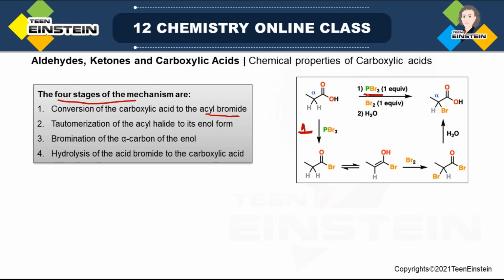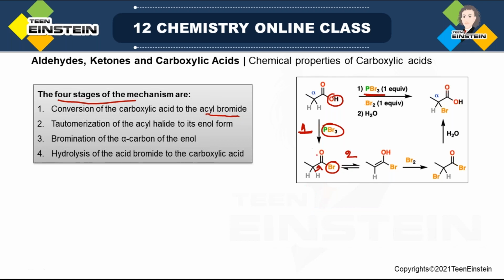Actually, if you use red phosphorus and bromine combination rather than taking PBr3, then also this will be produced in the medium. So ultimately it is same. Here in the first step, OH is simply replaced by Br and you are getting acyl bromide. Next step is tautomerization of the acyl halide, or you can say acyl bromide, to its enol form.